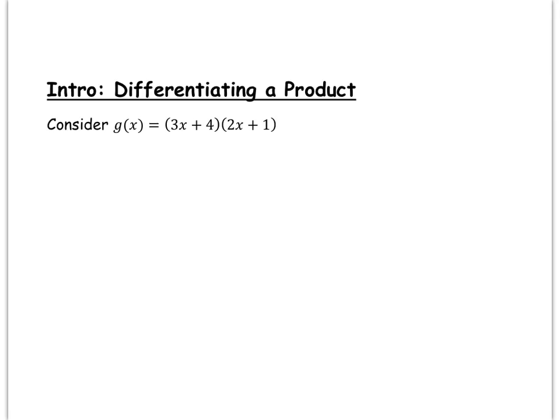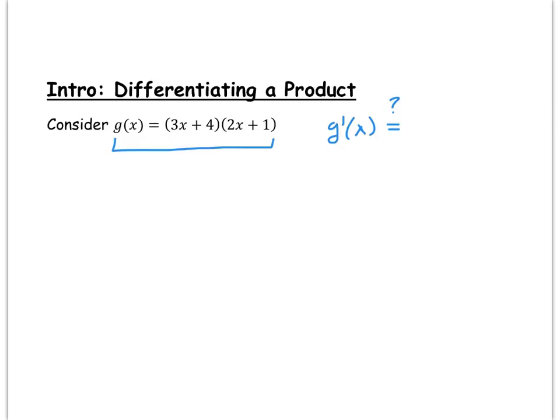To begin our discussion of how to take the derivative of a product of functions, let's consider this function here expressed as a product. So we have g of x is 3x plus 4 times 2x plus 1. In taking a derivative of a product, many people's first intuition might be that you could just take the derivative of each part of the product and then multiply them together. So I'm going to leave this as a question mark equal here.